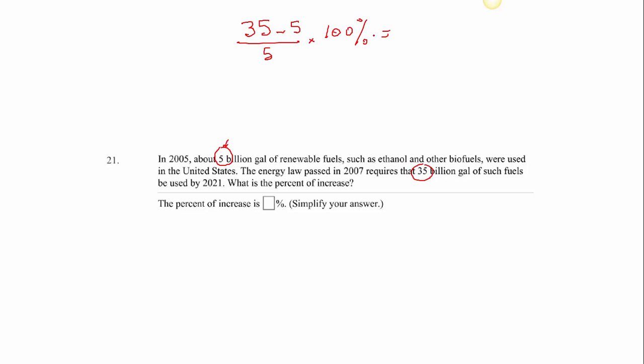Okay? So to find the percent of increase, we need to find the change. We went from 5 to 35 billion, so the change is 30, and divide by the original consumption, which is 5, and then multiply by 100%. 30 divided by 5 is 6. 6 times 100% is 600%. Okay? And that's the final answer.